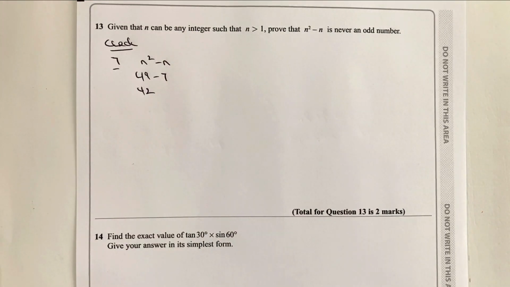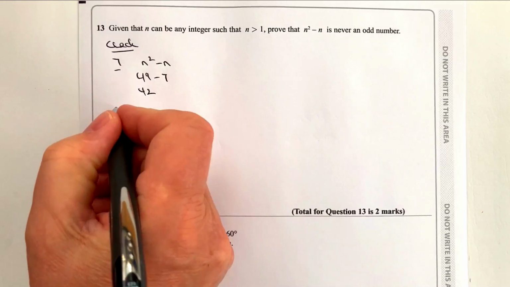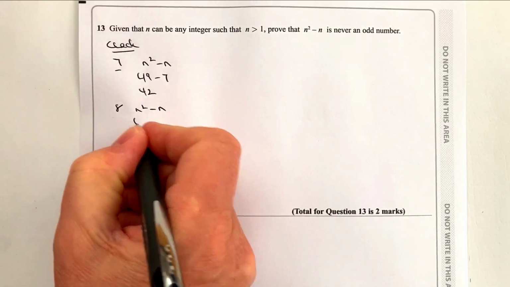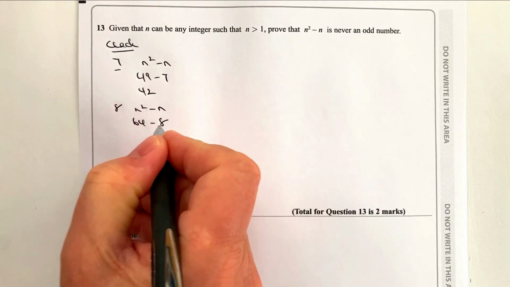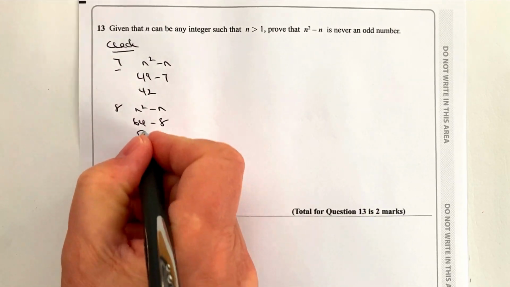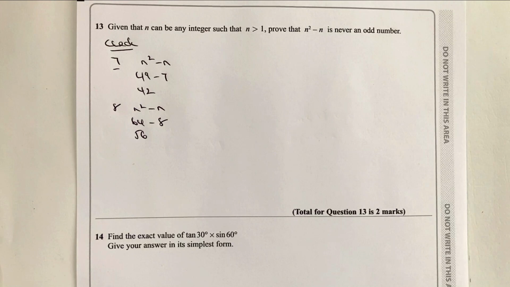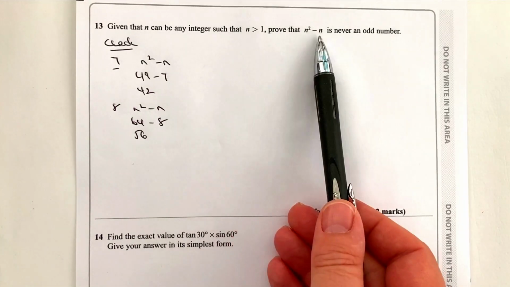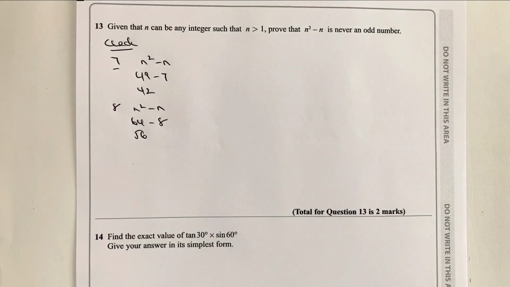So let's try it with another number, just so we've got a bit of completeness here. If we try it with the value of 8, I'm going to do again n squared minus n, which is 64 minus 8, and that's going to give us 56. So actually, in the case of 7 and 8, yes, that's absolutely true. It's not an odd number. But what they're asking us to do is to prove that for all numbers greater than 1, it's never an odd number.